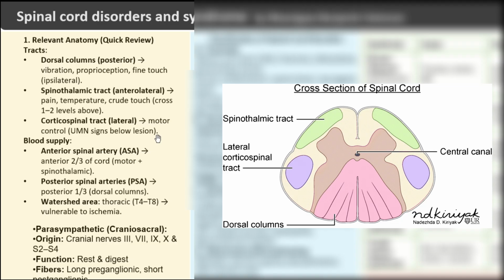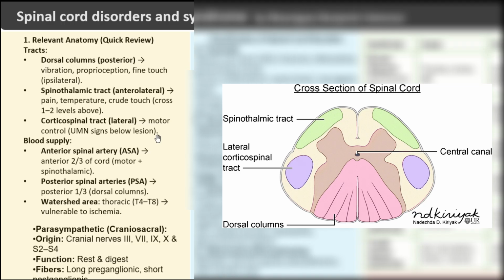So we have looked at the dorsal column, the spinothalamic tract, and the corticospinal tract. These are going to be very important in identifying the spinal cord syndromes, as well as localizing which area is affected, because the dorsal column is in the posterior. The spinothalamic tracts are anterolateral, so they are kind of on the sides. Then the corticospinal tracts are found in the anterior.